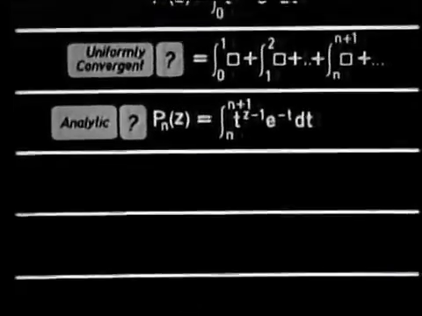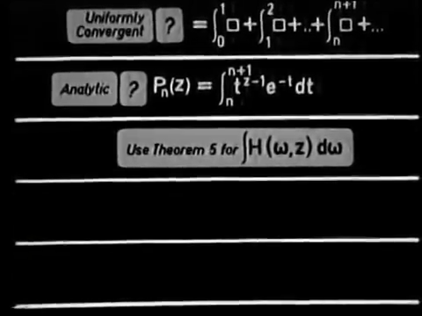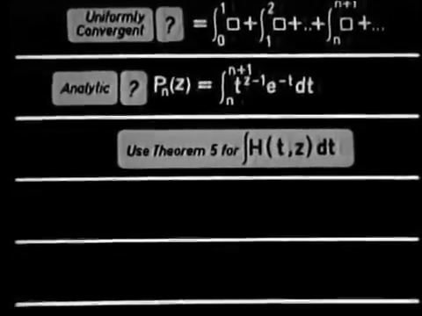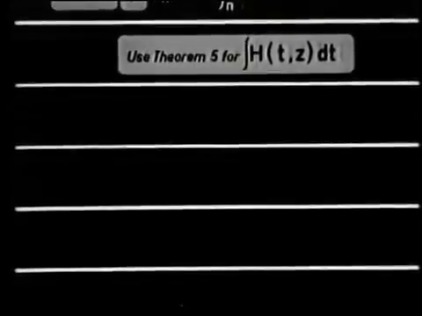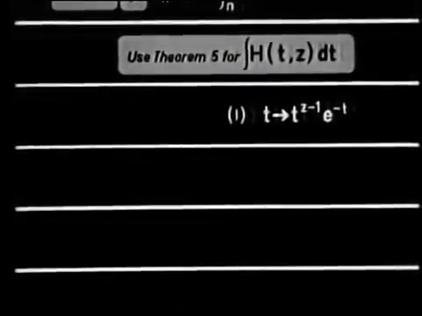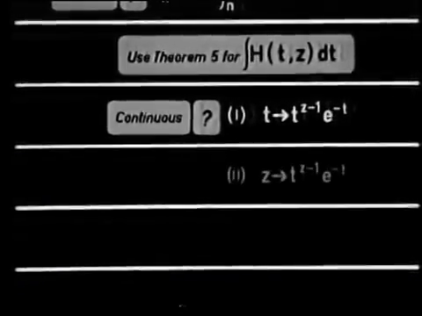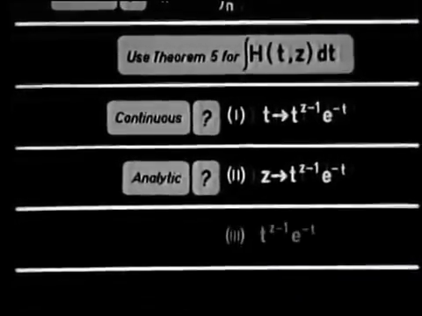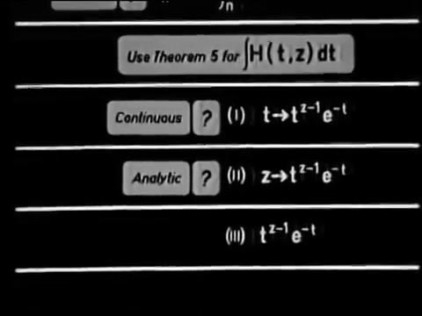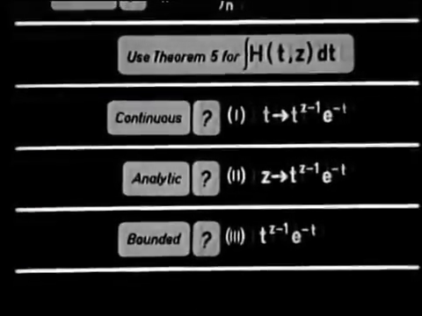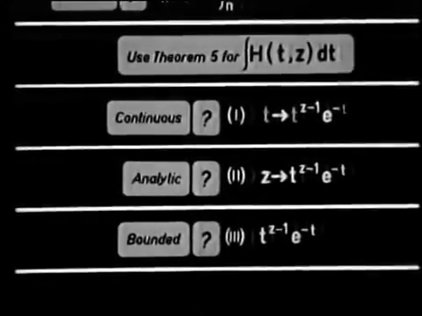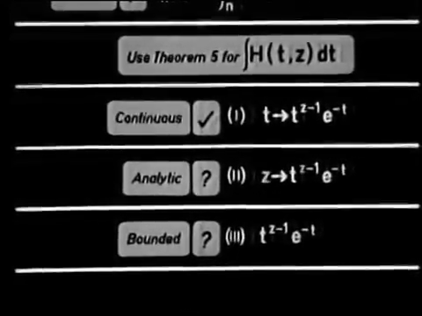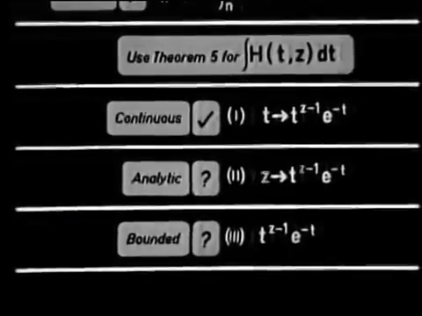To show P_n(z) is analytic, you need theorem 5 in unit 11. The theorem uses omega, but in this problem, the variable is t. There are three parts to the theorem. Keeping z fixed, is this function continuous? And now keeping t fixed, is this one analytic? And finally, is the expression in terms of both z and t bounded? Well, first, if only t varies, the function is the product of two continuous functions, and therefore continuous. If only z varies, then that's a known analytic function.